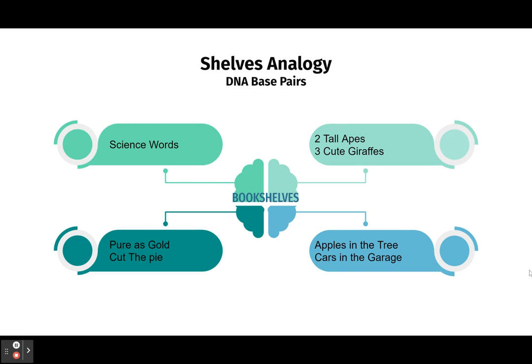Then they have to know what the base pairs are. Adenine always pairs with thymine, or apples in the tree. Cytosine always pairs with guanine, so cars in the garage. And then how many hydrogen bonds are between them? There are 2 hydrogen bonds between thymine and adenine, so we say 2 tall apes, and 3 cute giraffes, because there are 3 hydrogen bonds between cytosine and guanine. So we're trying to get as many different shelves connecting all of these base pairs and new vocabulary for our students, so that they have a higher chance of knowing it and remembering it.